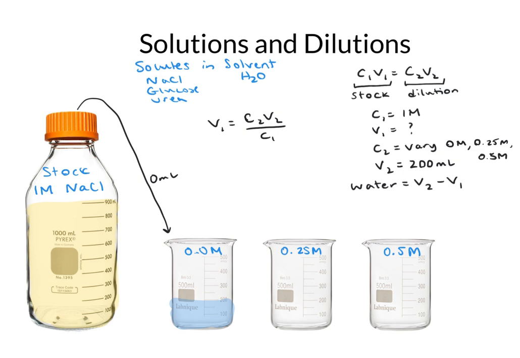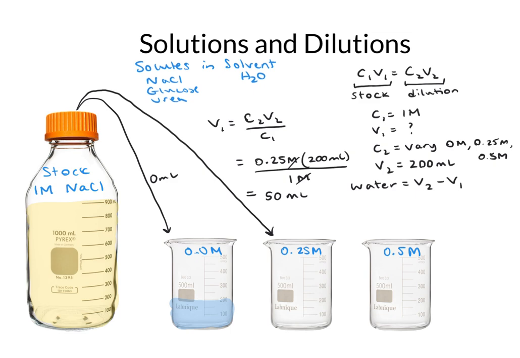So again, our final concentration for this next one is 0.25 molar times 200 milliliters all over 1 molar. So we would end up with 50 milliliters of the stock needing to be added. So we would then take our pipette or graduated cylinder, and we would measure out 50 milliliters of the stock solution and add it. So now you would have a little bit of stock solution in there.